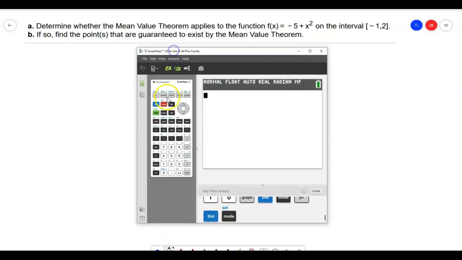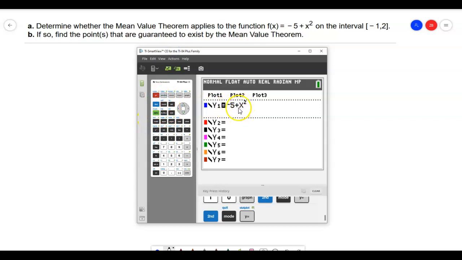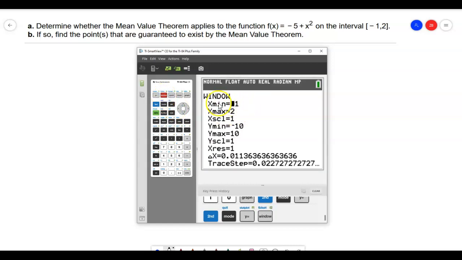So I've already put this in here to save us a little bit of time. If you go to y equals, I'm going to put the function in my y1. And then I'm going to go to my window, and I'm going to set my x-min and x-max to be identical to my interval here, and y-min, y-max, just -10, +10. I can change that later if it doesn't seem like it's working.